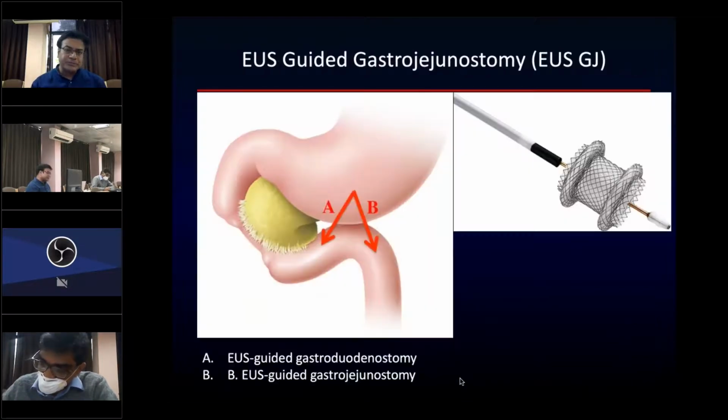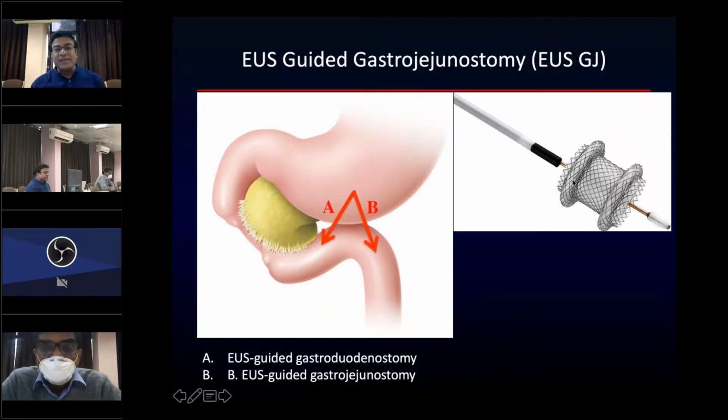So what we do in this particular case, GJ, can also be called gastroenterostomy, because the options that we have are a communication anastomosis between the stomach and the duodenum, where it is known as gastroduodenostomy, or between the stomach and the jejunum, where it is known as gastrojejunostomy.